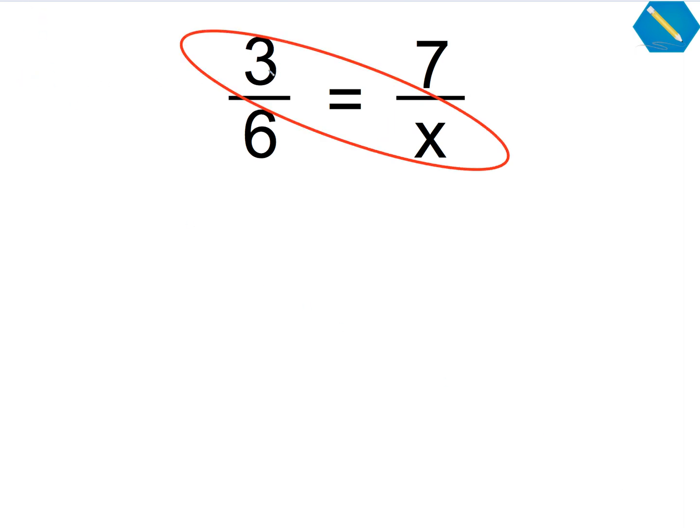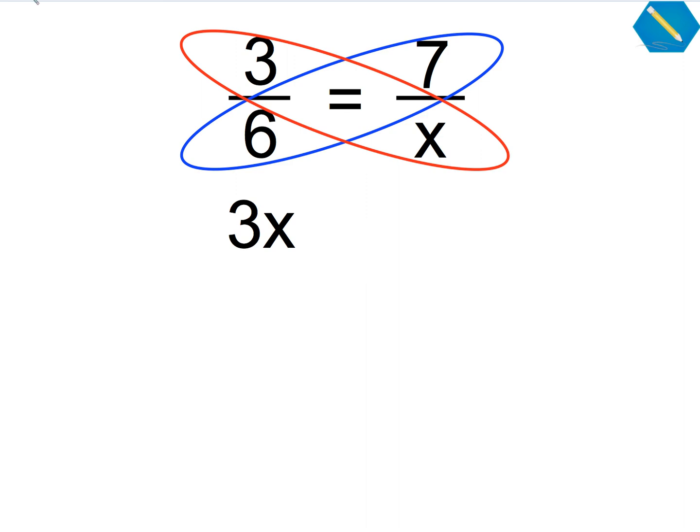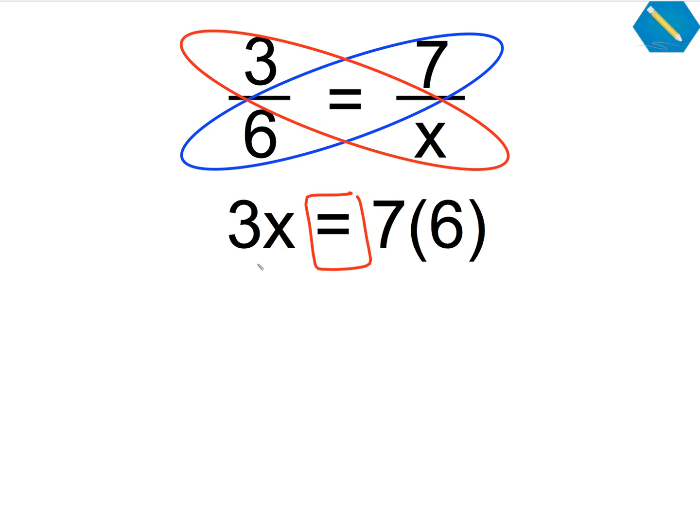We want to multiply 3 times x, which would be 3x. Then we'll look at the 7 and the 6. We want to multiply 7 times 6 as well. Notice I put an equal sign between the two because in order for this to make a proportion, this has to equal this. So I put an equal sign between it. So now look at what we have.